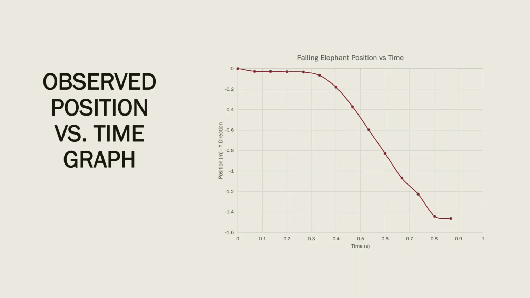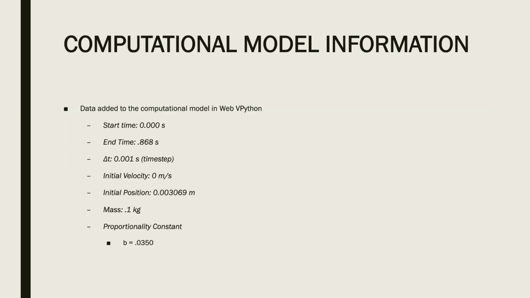Shown here is the position versus time graph for the observed motion of the elephant. This slope is not constant, i.e. a straight line. It is instead curved, meaning that the object is accelerating. I inserted these values into the computational models based on data I received from implementing the Tracker application.